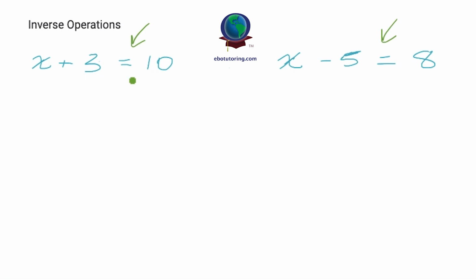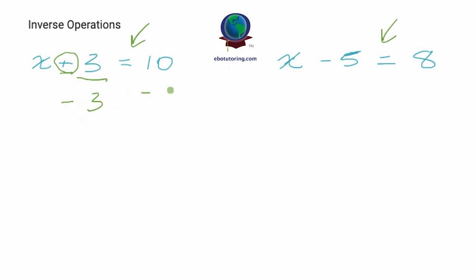We're going to use inverse operations in order to solve these problems. Inverse operations means first look at the sign that's in the middle. As you can see, this is a plus sign. So what are we going to use to solve this equation? We're going to use subtraction. The opposite of adding is subtracting. If it's plus 3, we're going to minus 3.